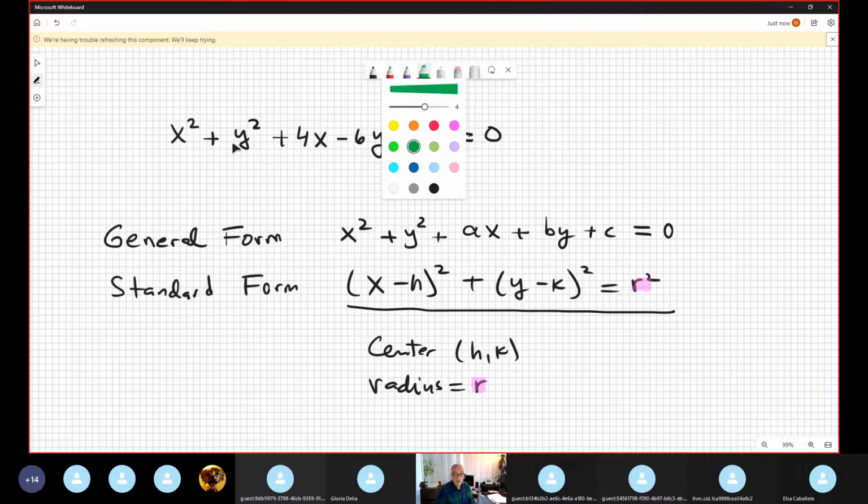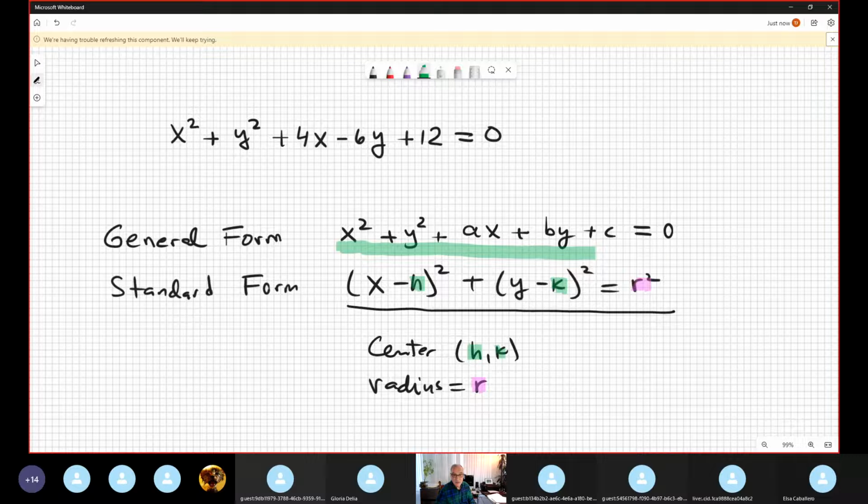Oh, and the center is easy. You take this, get this, and this is that, with the opposite sign, of course. But in the general form, I am totally lost. I don't know anything. I don't see the radius. I don't see the center. This is the case we need to solve in this example.